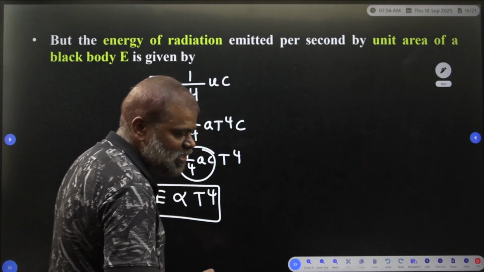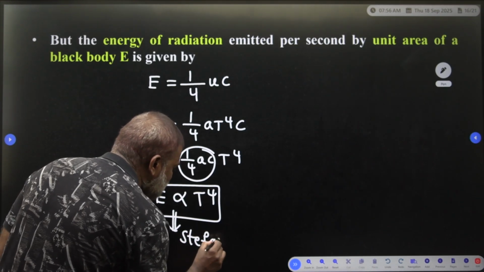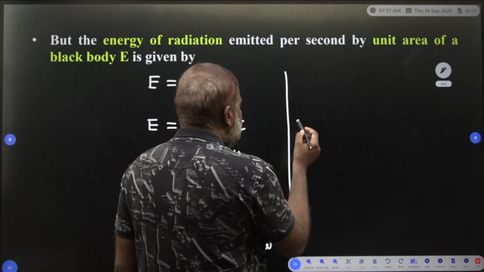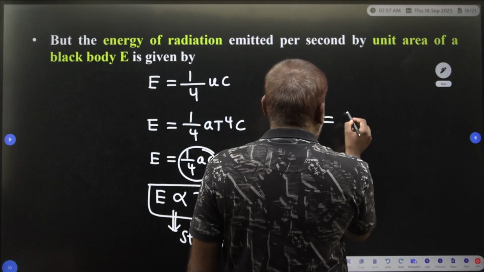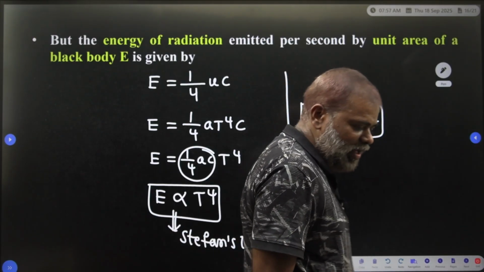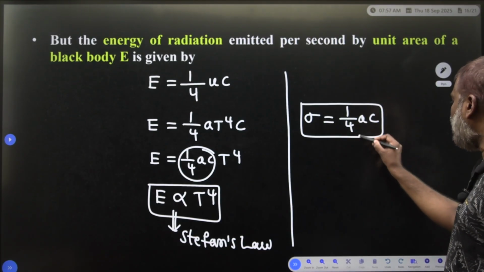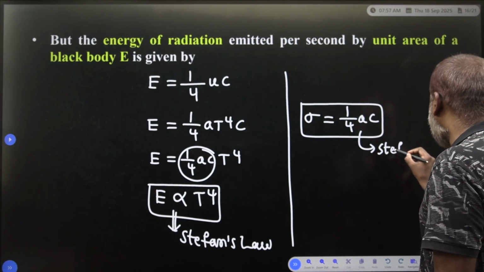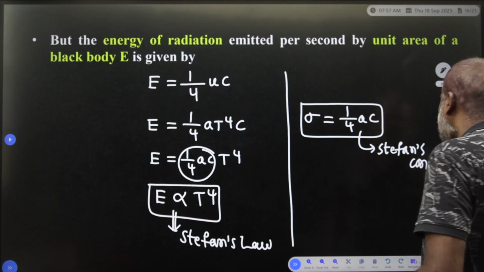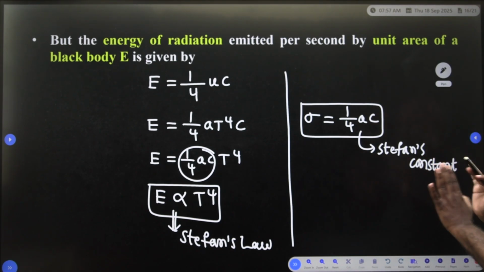This is Stefan's law. We are going to call this law the Stefan-Boltzmann law. Therefore, what we have to take here is sigma, that is the constant, equal to 1 by 4 a into C. This is very important. This constant we are going to call the Stefan's constant. Clear? From the Maxwell's relations, we are able to derive the Stefan-Boltzmann law. Clear? It is very important.